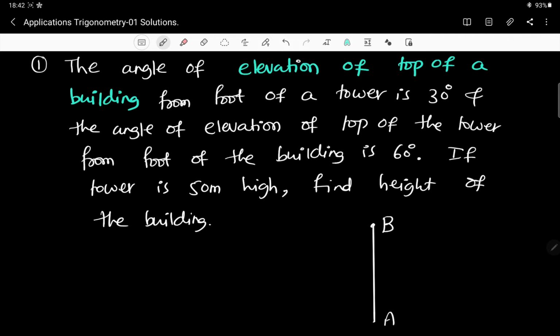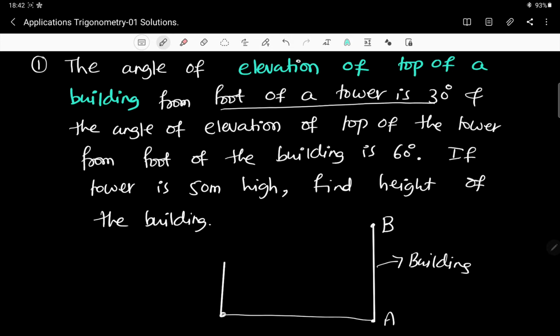Let me call it as AB. The angle of elevation of top of a building, let me call this as building. So here is the building, AB is the building. From foot of a tower is 30 degree. From foot of a tower means let me take this as the ground. So here is the ground. Here is the tower. This can be of more height also, no issues. So we are just assuming this is like a tower, so CD is like the tower. I hope everybody is getting it.